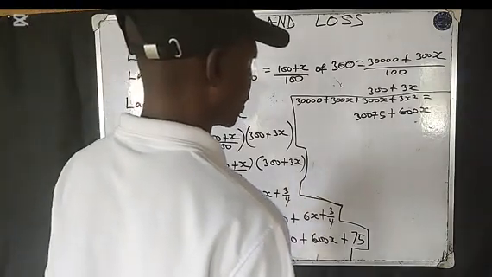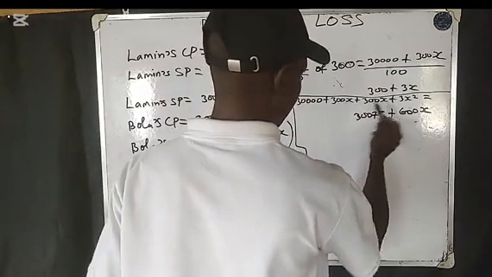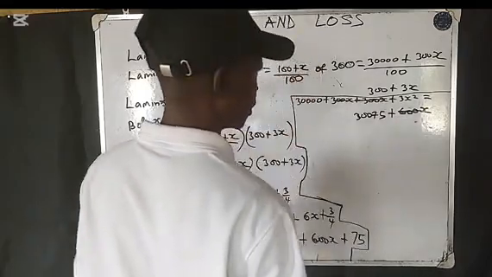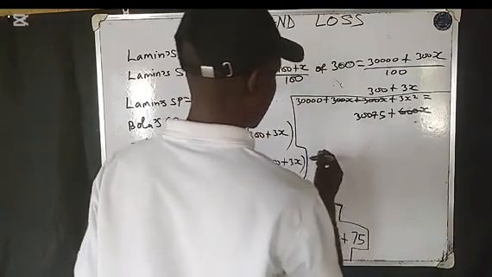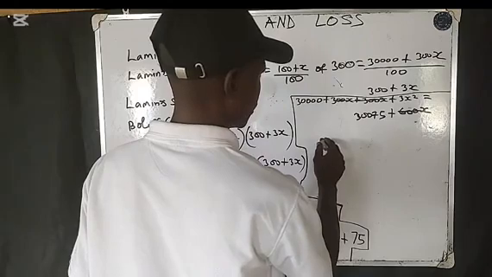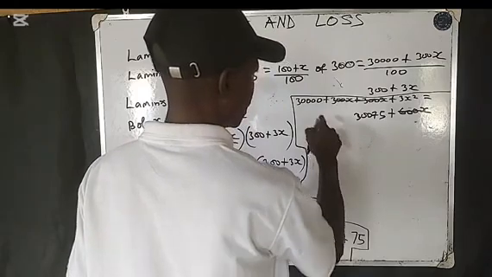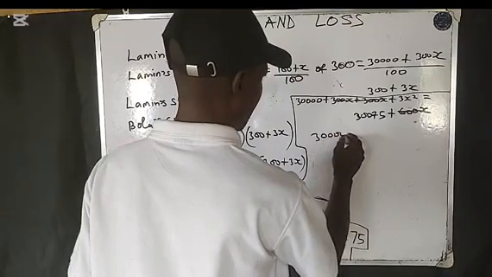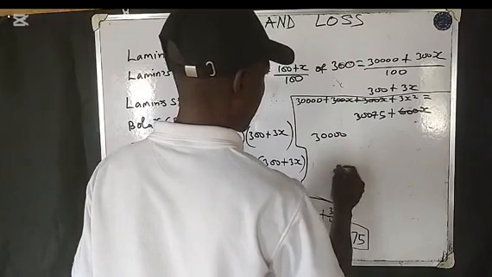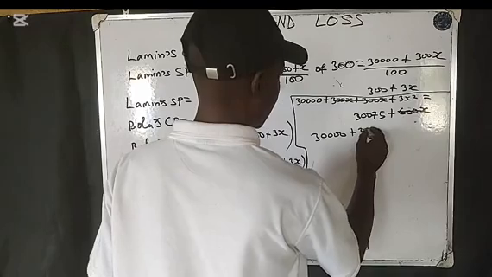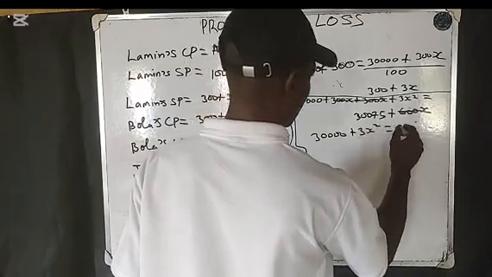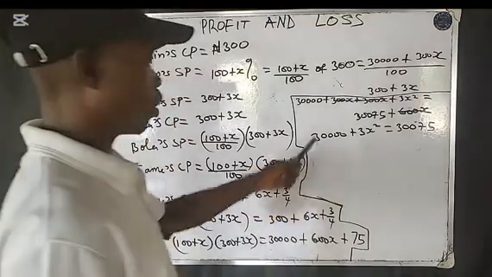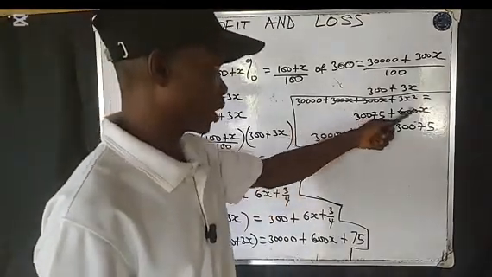Now let's do some addition here. This is 600x, right? So we cancel this one, right? Now on this side you are left with 30,000. Plus 3x squared, right? Equal to 30,075, right? Why? Because 600x here has cancelled the 600x here.